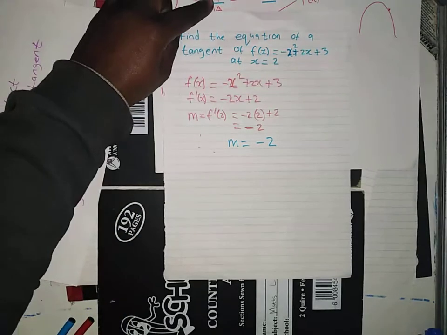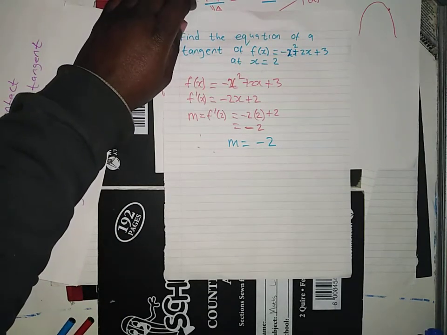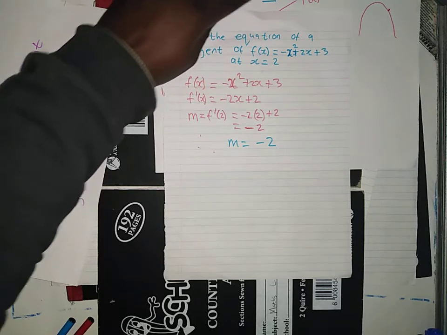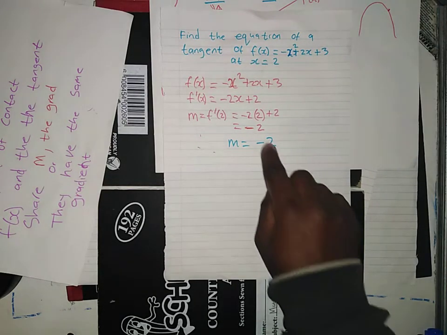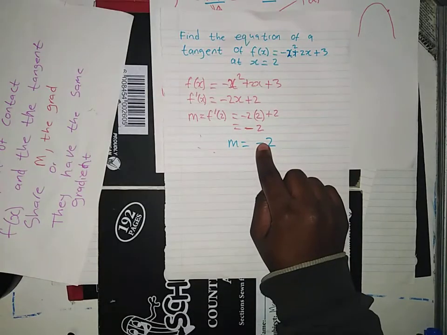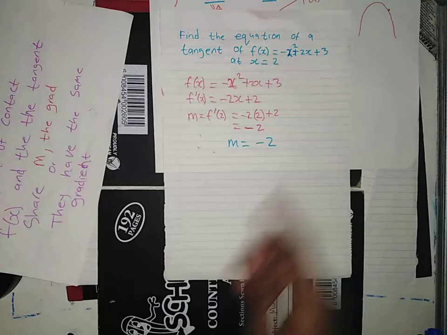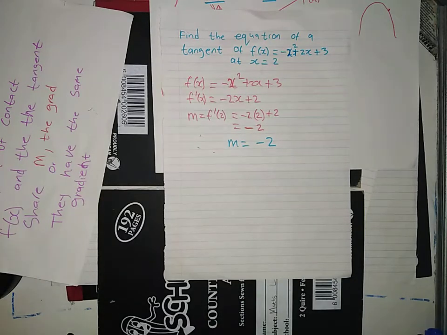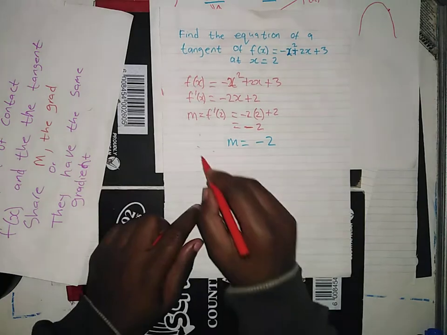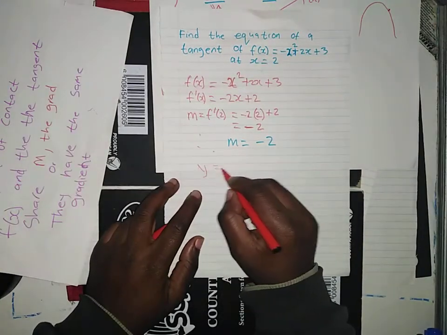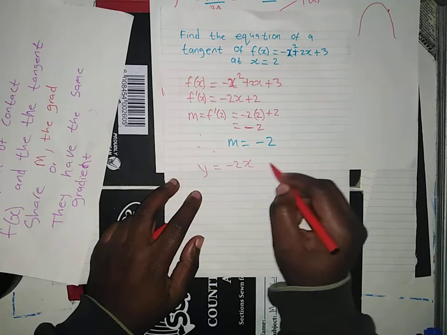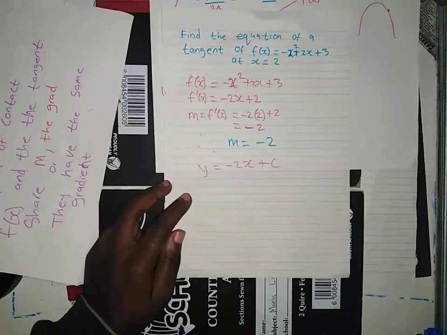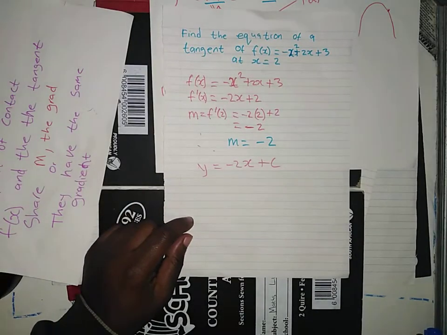Okay, now this one is sorted. I have m now of the equation of the tangent. So what am I short of? I'm short of c. How do I get c? Because you've already found the gradient of the line that you do not know, you can then update your line and say y is equal to minus 2x plus c, because at the moment you do not know what the value of c is.